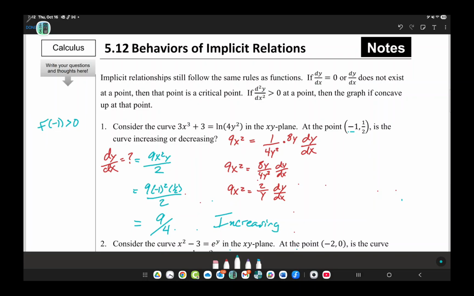So the way you write this is you write the coordinate as a subscript for dy/dx. So it is increasing because dy/dx at (-1, 1/2) is greater than 0. So you write that coordinate as a subscript. And if I could make that tinier, I would.